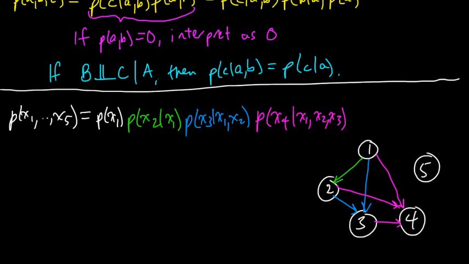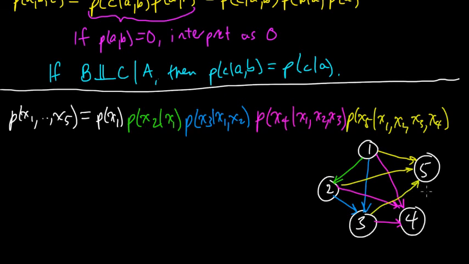And we have one more to go. We have, of course, the probability of x5 given x1, x2, x3, and x4. And so we get one more set of arrows, 1, 2, 3, and 4, all going to 5. So we just had some arbitrary joint distribution, and we factored it in a particular way, and we got a graph like this.